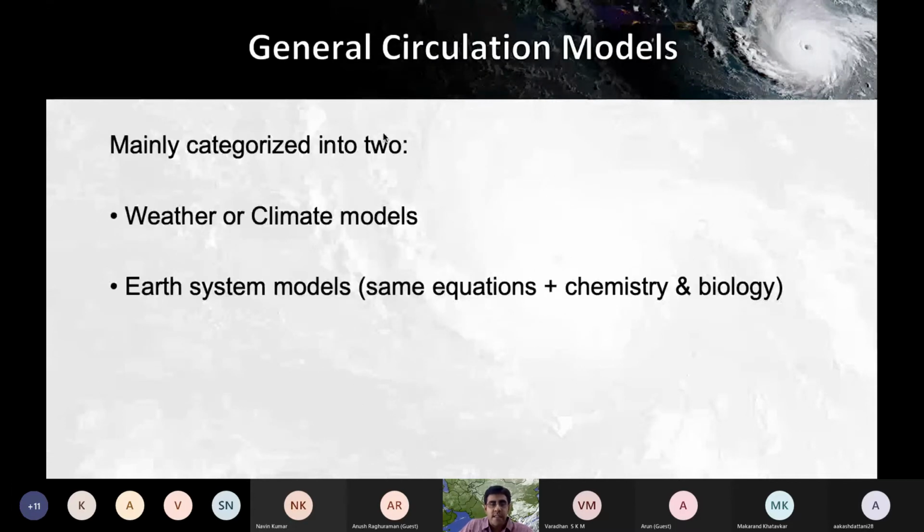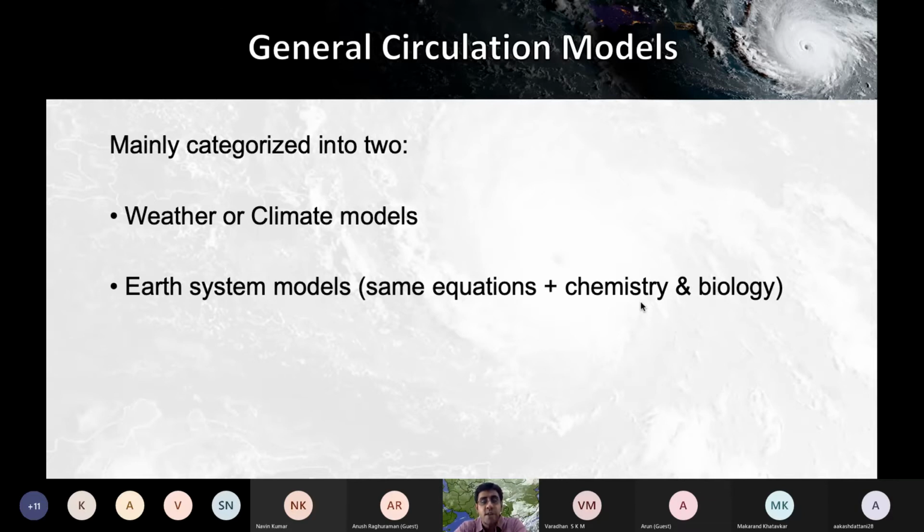by something known as weather or climate models, or earth system models. The difference between a climate model and an earth system model is that the earth system model solves the same equations, but in addition, it also solves for the chemistry and biology of the ocean, and the chemistry of the atmosphere. So what do I mean by chemistry of the atmosphere? Earth system models actually solve for the reactions between the greenhouse gases.